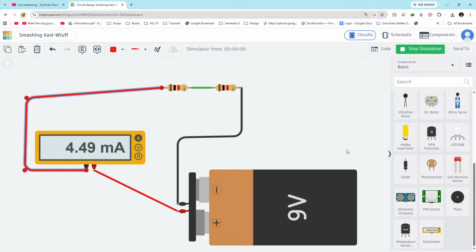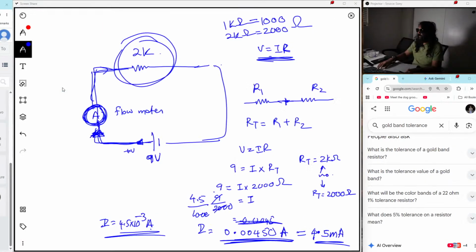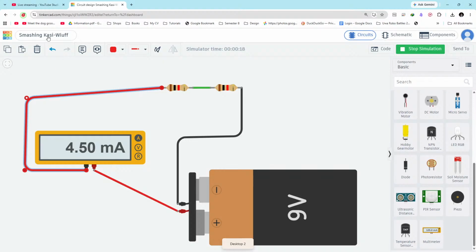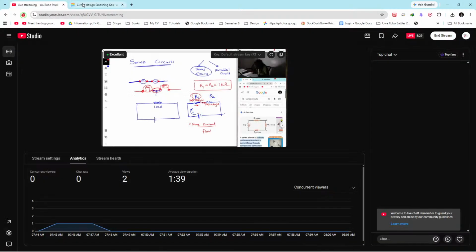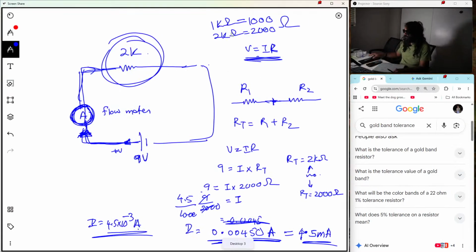It will go through this device. And if I run the simulation now, as we did the calculation, you can see the value as 4.50. Can you see? So this is the exact same thing that we got out of this calculation as well, right? All right, so I hope that is clear to you, so how it works.